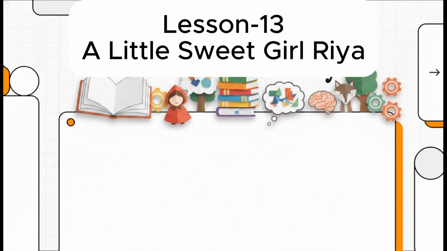I am so thrilled you're tuning in because we have a truly fantastic breakdown lined up for you today. We are going to take a really close look at a classic piece of educational storytelling, straight out of an English reader textbook. Our goal? To deconstruct a story called A Little Sweet Girl Riya, which you'll probably recognize as a very charming adaptation of a rather famous fairy tale.